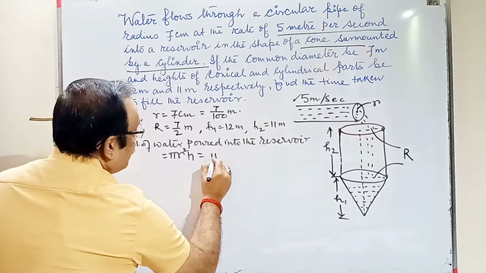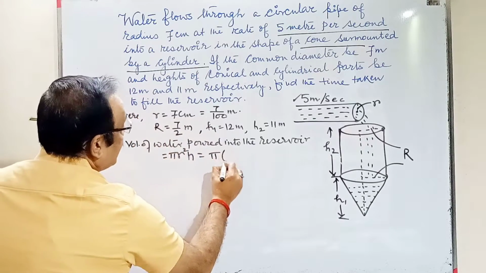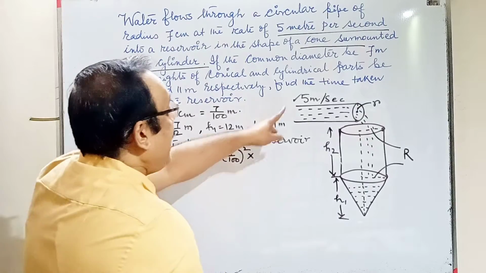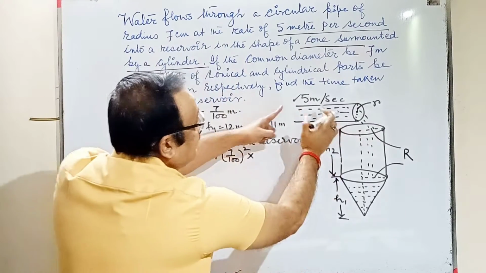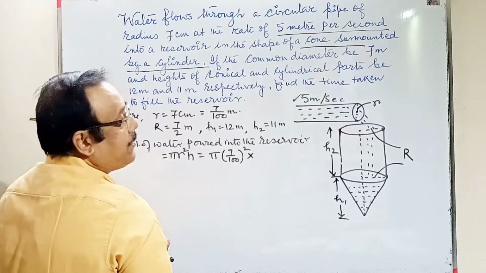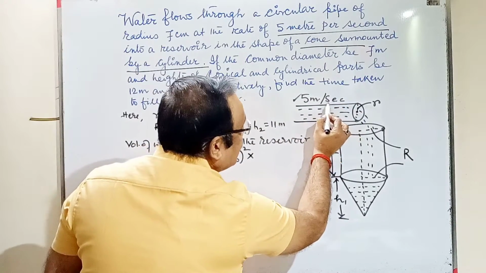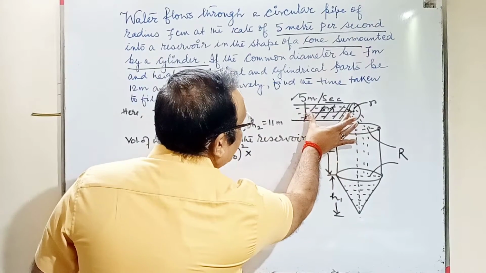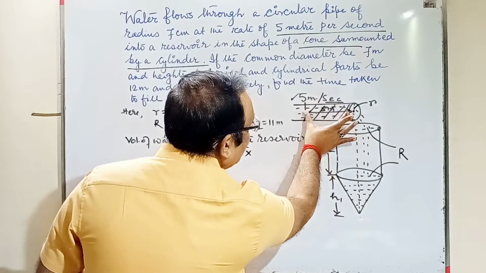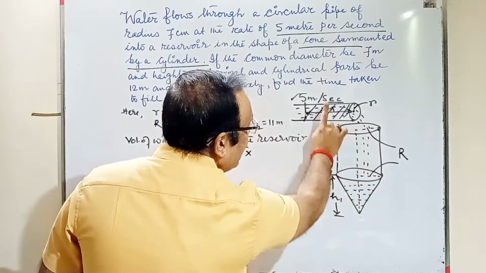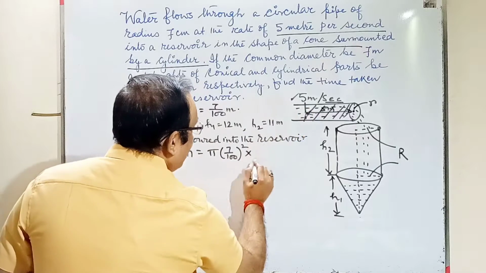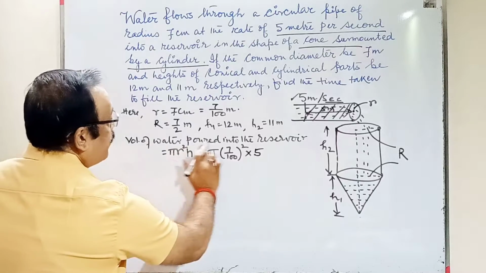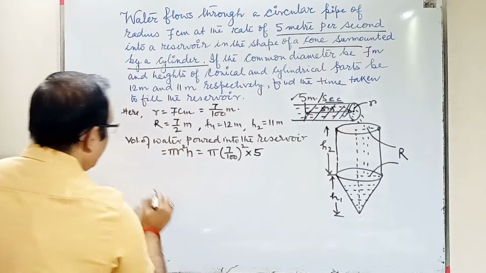So pi as it is, small r is 7 by 100 square into h. Now what will be h? Since it is 5 meter per second, that means I can think that in 1 second time, the entire volume of water up to the length 5 meter will go into the tank in 1 second time. So we can take this 5 as the height of the cylinder. So this becomes volume of water poured into the reservoir, pi r square h.